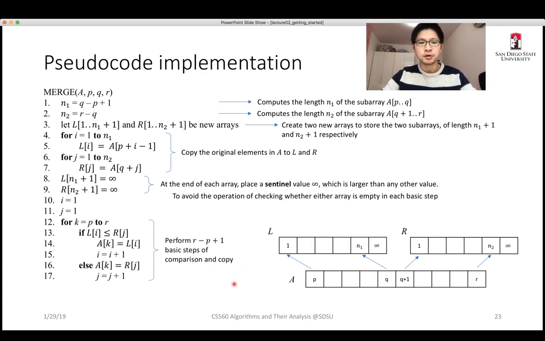Right? So in total, we will perform R minus P plus 1 basic steps, which is the length of the original input. We just need to perform that many basic steps of comparison and copy to merge all the sorted results back to the input array itself. And later we'll see a step-by-step example of how this pseudocode of the merge procedure works.